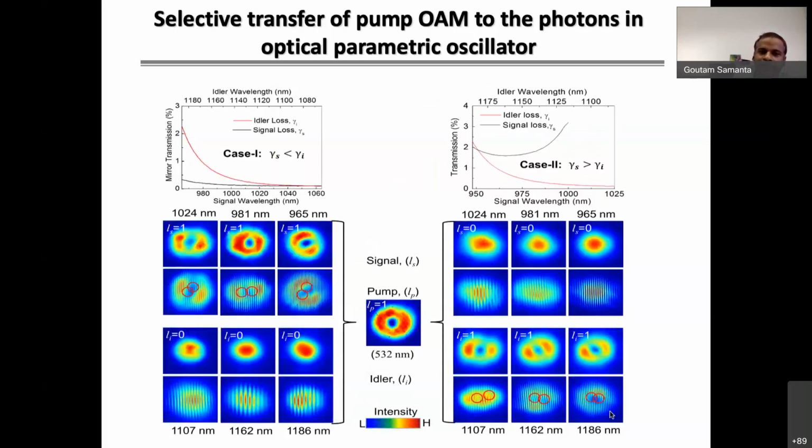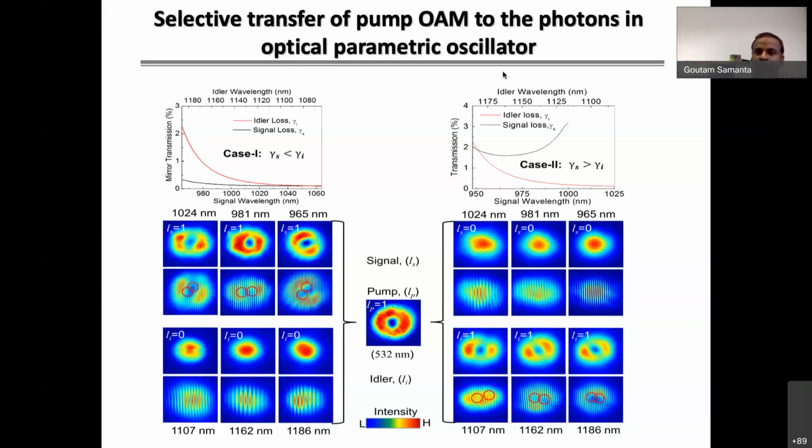Then we did that experimentally. We measured the transmission curves for the signal and idler, and found that this curve is the loss for the idler and this curve is for the signal, and there is a huge variation. You can see the signal loss is always lower than the idler loss. That's why OAM is transferred to the signal across the tuning range, and the idler has the Gaussian beam across the tuning range. So even though you have a pump beam of order 1, the signal always gets the OAM mode of the pump, not the idler.